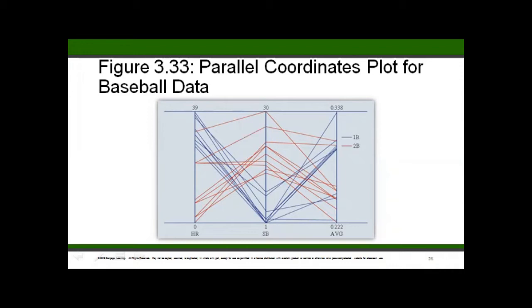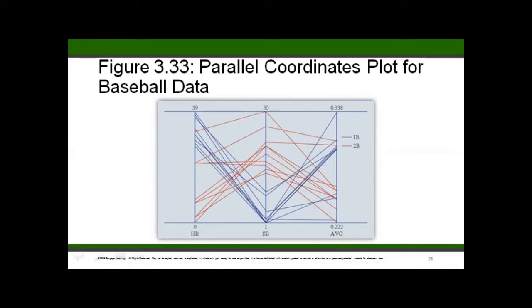Various colors differentiate 1B players from 2B players. 1B players are in the lighter color, 2B players in the darker color. We can make several interesting statements upon examining figure 3.33.